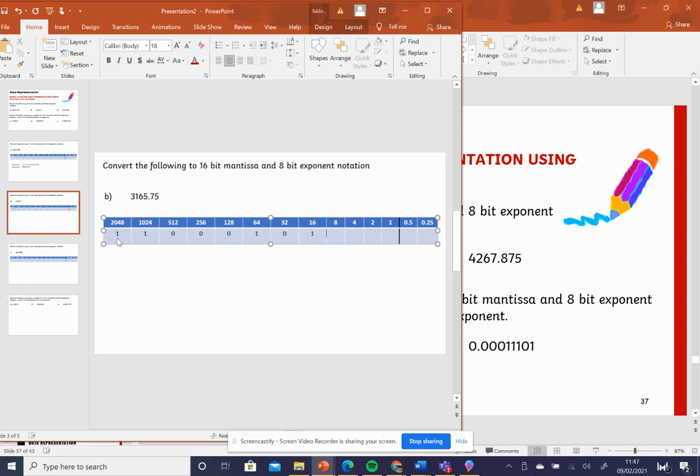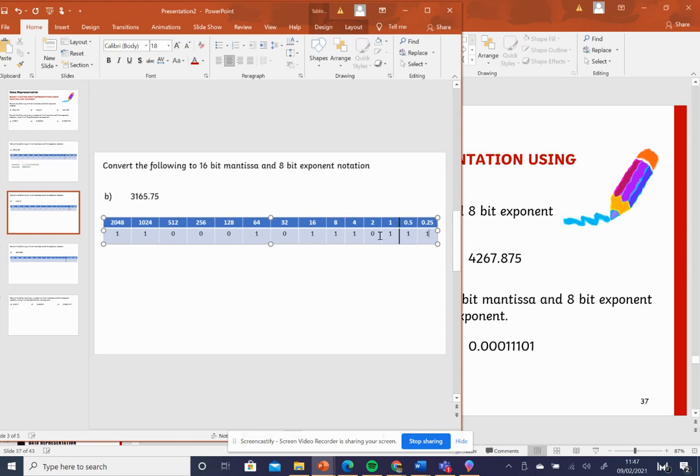All of these numbers, if you add up where all the ones are, you will find that they come to 3,165. Let me just check that that's correct. There should be a 1 in there. And then we've got 0.75, which is obviously our 0.5 plus our 0.25 in there.